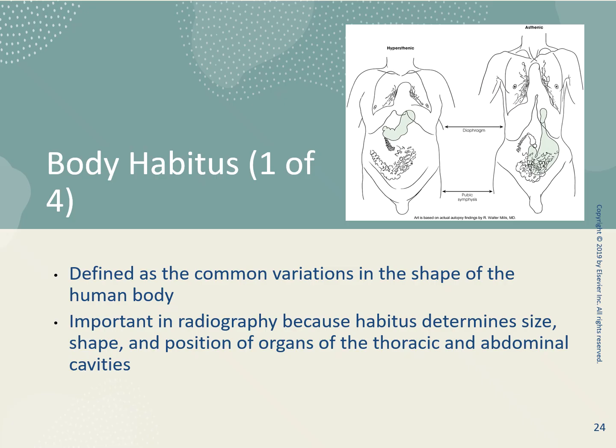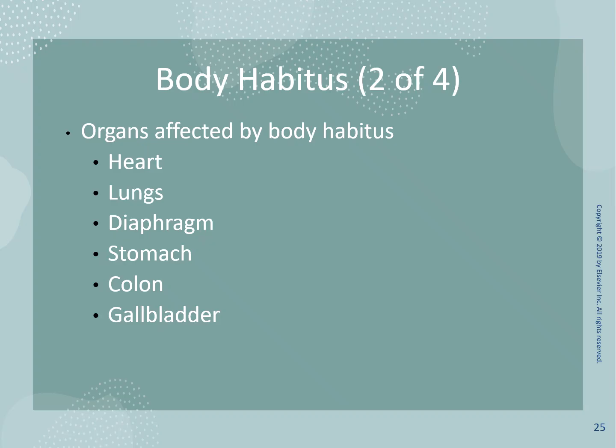Depending upon the patient's body habitus, you would line up that shot and align the image receptor to the body 2 different ways to take those projections of the stomach. Okay. Positions of organs affected by body habitus: heart, lungs, diaphragm, stomach, colon, and the gallbladder.